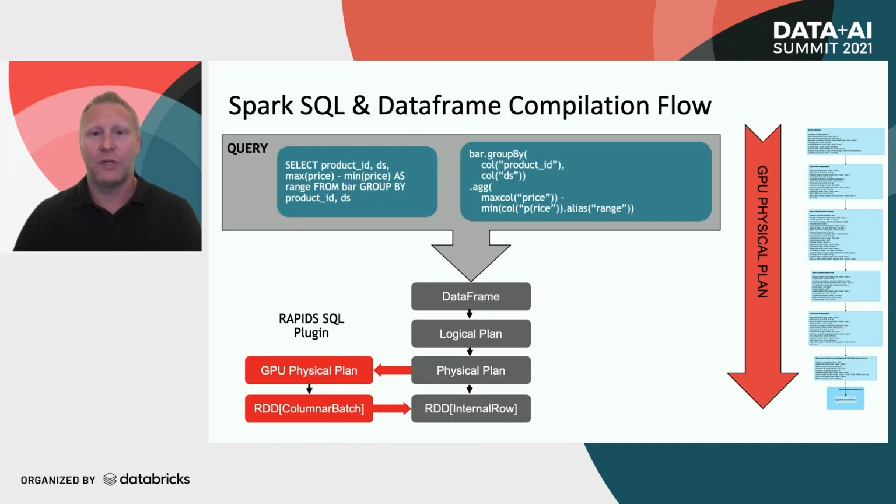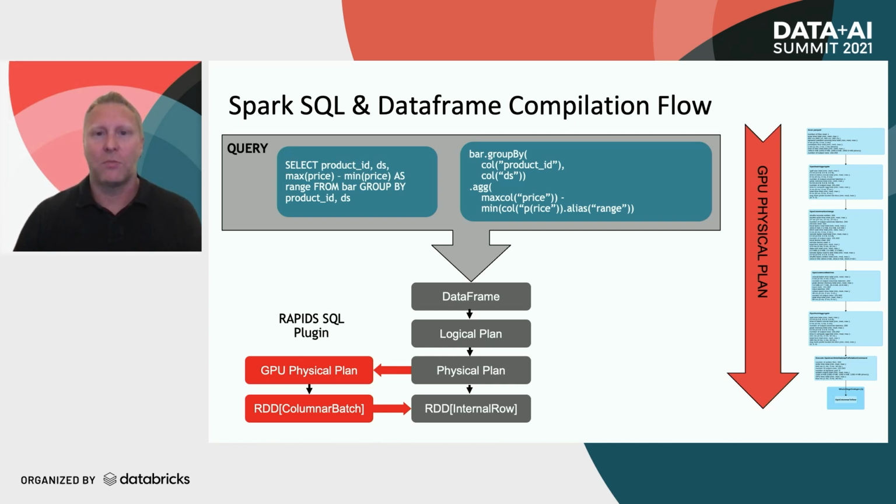So a little bit more detail on the compilation flow. If you have your queries up top here, your DataFrame or SQL API, you're going to get a DataFrame out. The way Spark internally handles this is it creates some plans and optimizes those plans. You start out with a logical plan, it does some optimizations on that, and then you get a physical plan out. The physical plan is what you're actually going to execute.